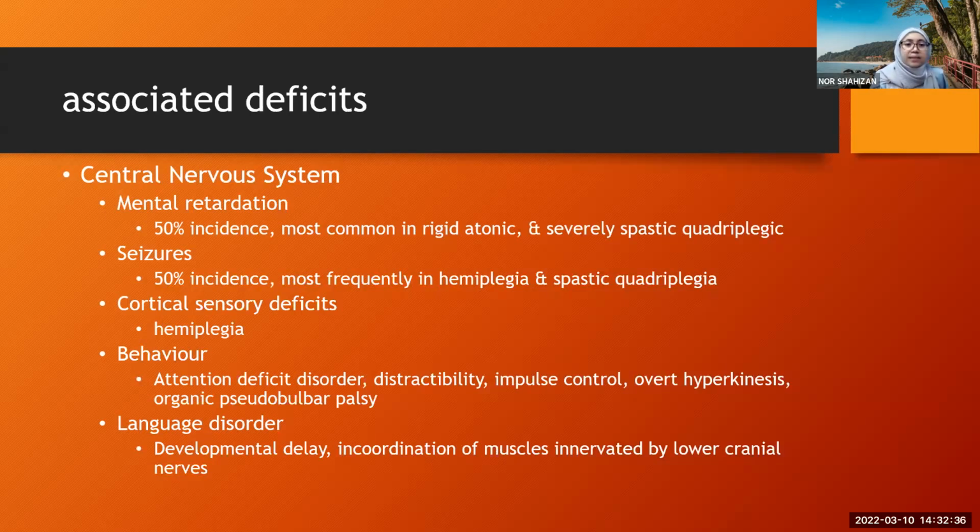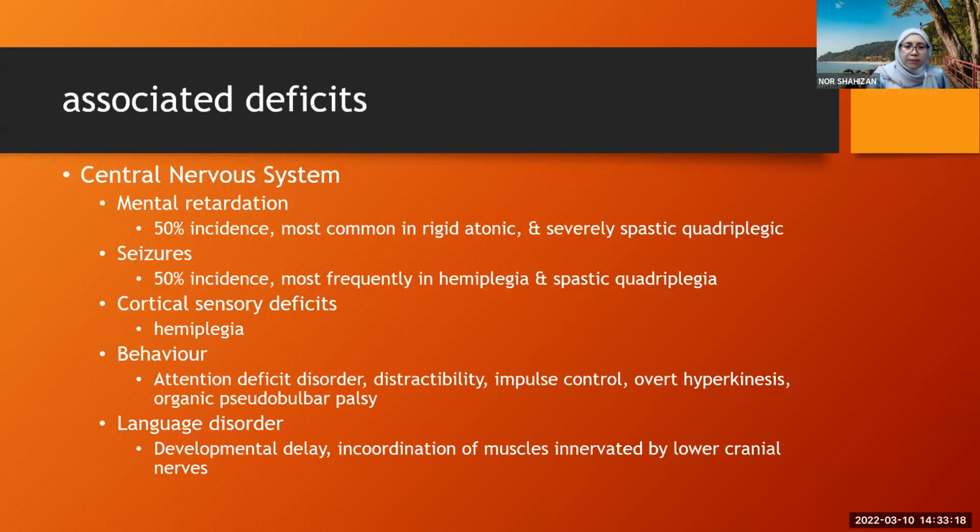50% of them have seizures, which are frequent in hemiplegic and spastic quadriplegia also. They might have cortical sensory deficit in hemiplegic CP. They will have a hemisensory loss if they are hemiplegic. It's just like the presentation of stroke. Most CP children will have behavior issues: attention deficit disorder, easily distractible, impulse control problems, overt hyperkinesis, as well as organic pseudobulbar palsy, where they are unable to swallow very well.